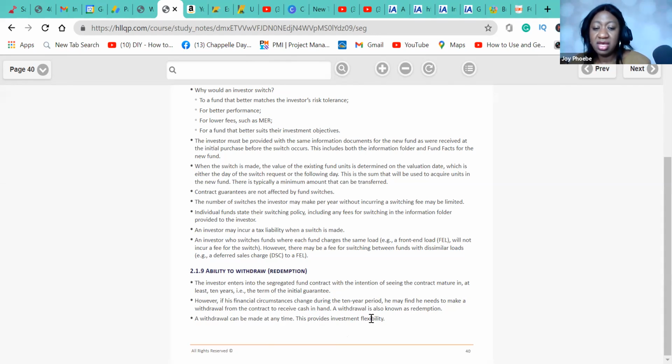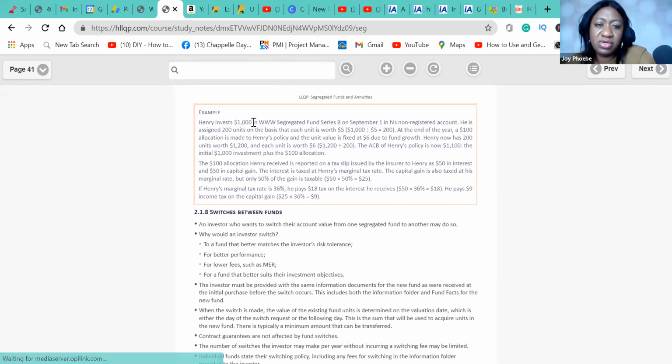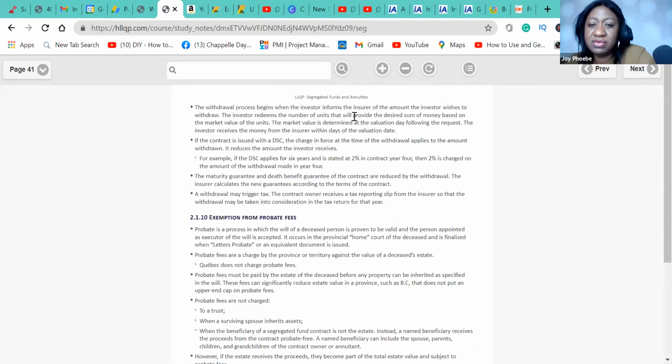So a withdrawal is also known as redemption. A withdrawal can be made at any time, and this provides investment flexibility, right? The withdrawal process begins when the investor informs the insurer of the amount they intend to take out.